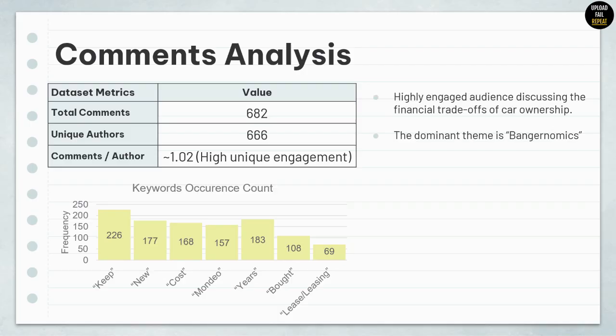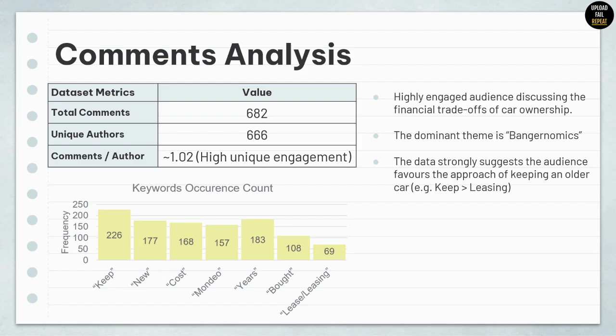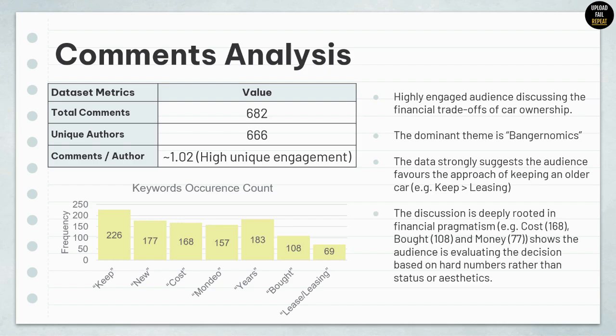The dominant theme is economics. The data strongly suggests the audience favors the approach of keeping an older car, and the discussion is deeply rooted in financial pragmatism. So cost with 168 words coming up, bought 108, and money 77, shows that the audience is evaluating the decision based on hard numbers rather than just statistics or aesthetics.